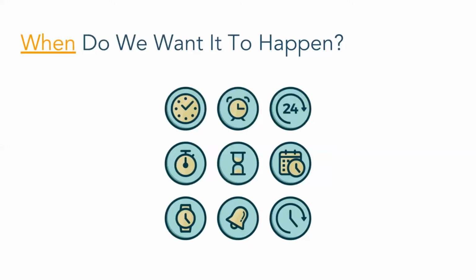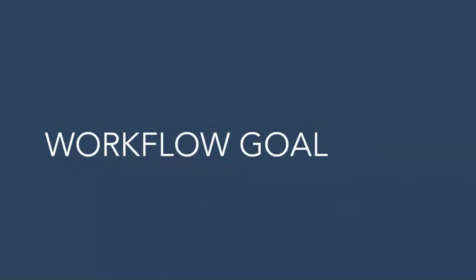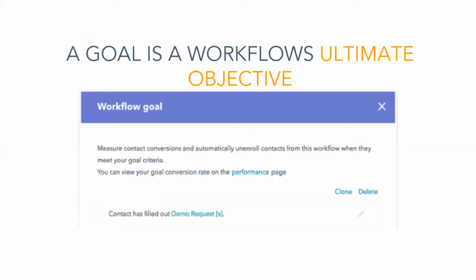When we're thinking about planning for a workflow, the next thing I want to get into is the anatomy of workflows. The first thing I'm going to look at is a workflow goal. A goal is a workflow's ultimate objective, and it allows you to track the success of a workflow. One of the most common mistakes I see people make is creating a workflow that attempts to accomplish several goals at once. Not only is this difficult to manage, but it also makes success rate reporting much more complex. Each workflow should have a single goal, which means one outcome.